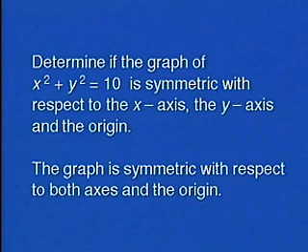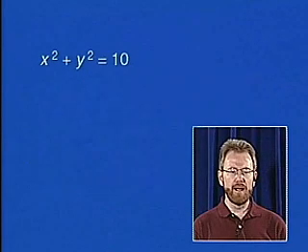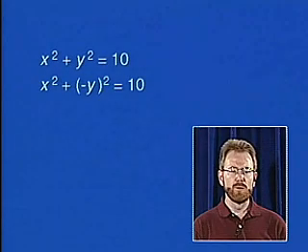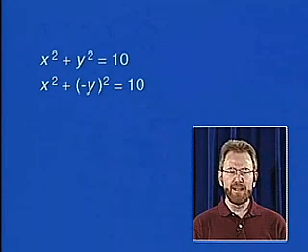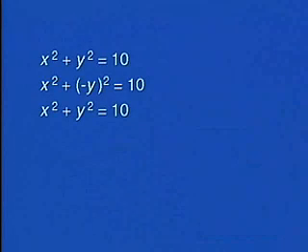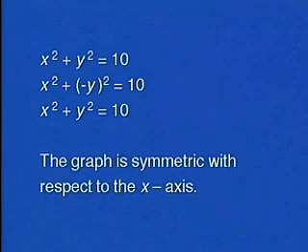Okay. The graph was symmetric with respect to both axes and the origin. Hopefully you got that. Let's go ahead and show why that works. Well, first off, we'll replace y with negative y. If we do that, we're checking for symmetry about the x-axis. When we do that, we get x squared plus the quantity negative y squared is equal to 10. When we simplify that, we get x squared plus y squared is equal to 10. We end up with an equivalent equation to what we started with, so yes, it is symmetric about the x-axis.